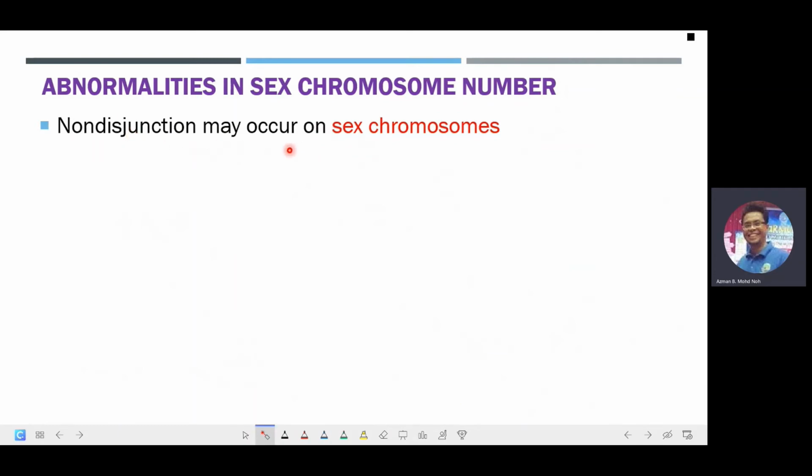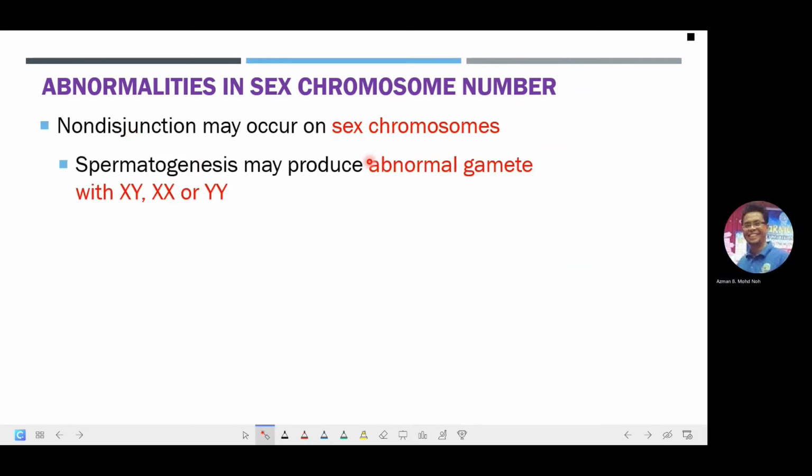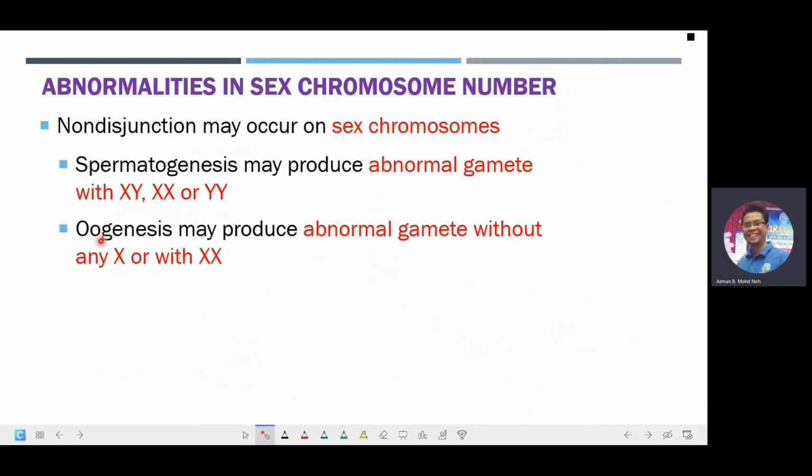Non-disjunction may also occur on the sex chromosomes. When the non-disjunction occurs during spermatogenesis, this will produce abnormal gametes, maybe with the chromosomes X and Y, or maybe with 2 X chromosomes, or maybe with 2 Y chromosomes. And if the non-disjunction occurs during oogenesis, this may produce an abnormal gamete, maybe without any sex chromosome or any X chromosome, or maybe the abnormal gamete will have 2 X chromosomes.